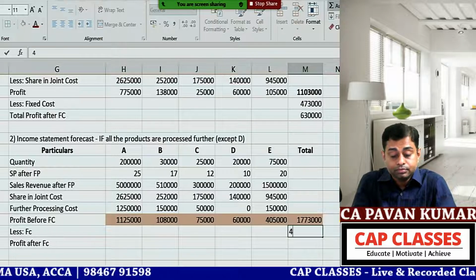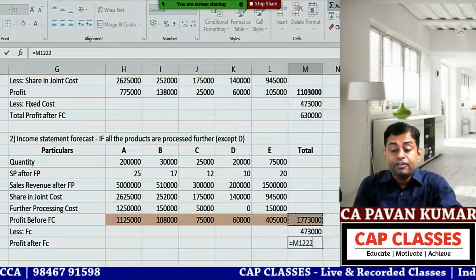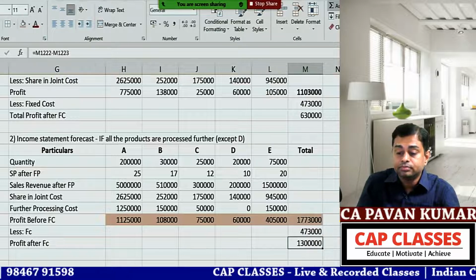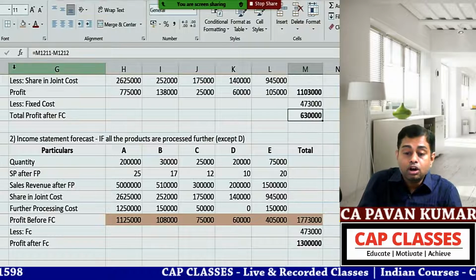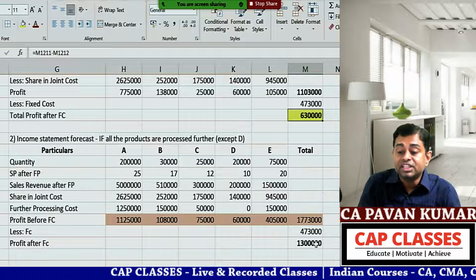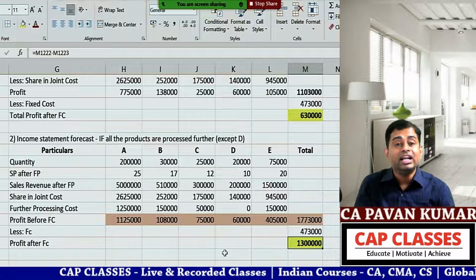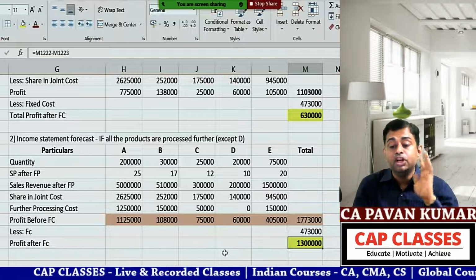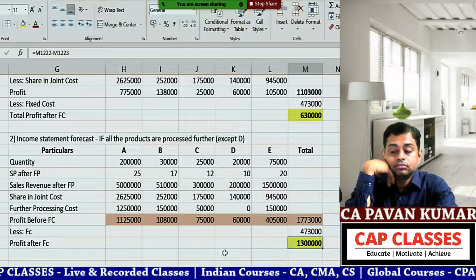Fixed cost, how much? 4,73,000. So profit after fixed cost, how much? 13 lakhs. So when you are not doing further processing, you got a profit of 6,30,000. When you are doing further processing, you are getting a profit of 13 lakhs. Now you tell me, will you process further or not? Yes, sir, we will process.